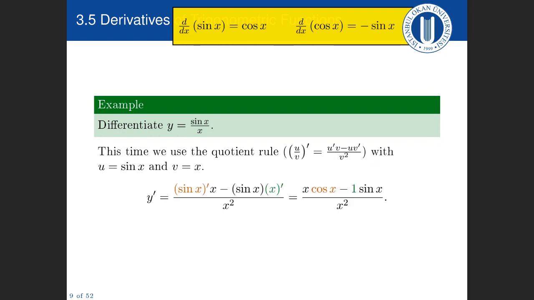And here's the calculation. Y prime is equal to, differentiate the function on top, so sine x prime, and then the function on the bottom just as it is, x, minus, leave the function on the top as it is, so just sine x, multiply it by the derivative of the function on the bottom, x prime, and then everything is divided by the bottom squared, so everything is divided by x squared. Because the derivative of sine x is cos x and the derivative of x is 1, the answer to this question is x cos x minus 1 sine x divided by x squared. And of course, we don't need the 1 here.